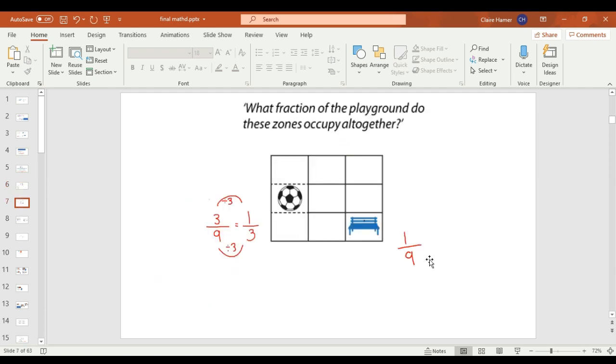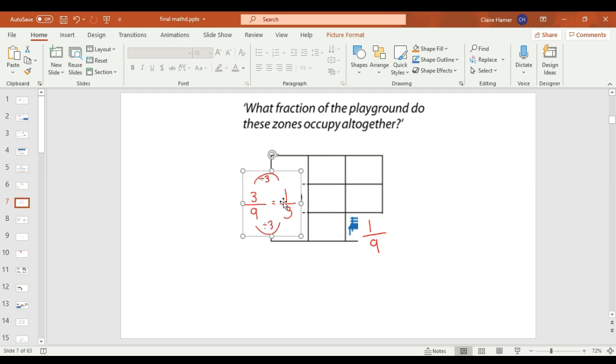So the next question is, what fraction of the playground do both of the zones take up altogether? So if you were to add the zones together, what would the answer be? So I've just put on some working. So quiet zone is 1/9. Football zone, you could say 3/9 or 1/3. So can you work out the answer using that information?